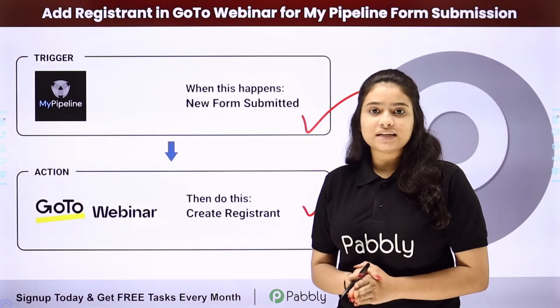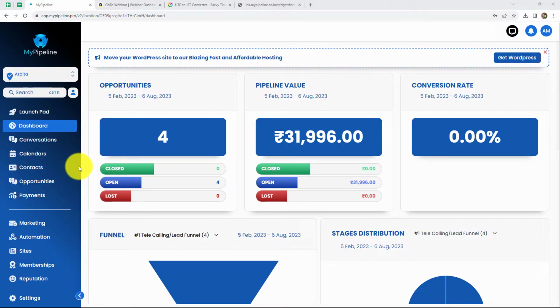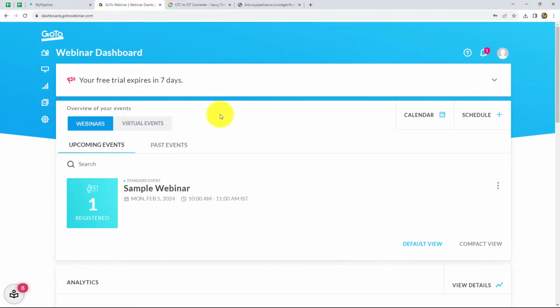And in order to learn the entire process step by step, let me take you all to my screen. So in this video, we will be learning that whenever a new form is submitted in MyPipeline for registration, automatically a new registrant will be created in GoTo Webinar for this webinar. Okay, so let's start learning this process step by step.